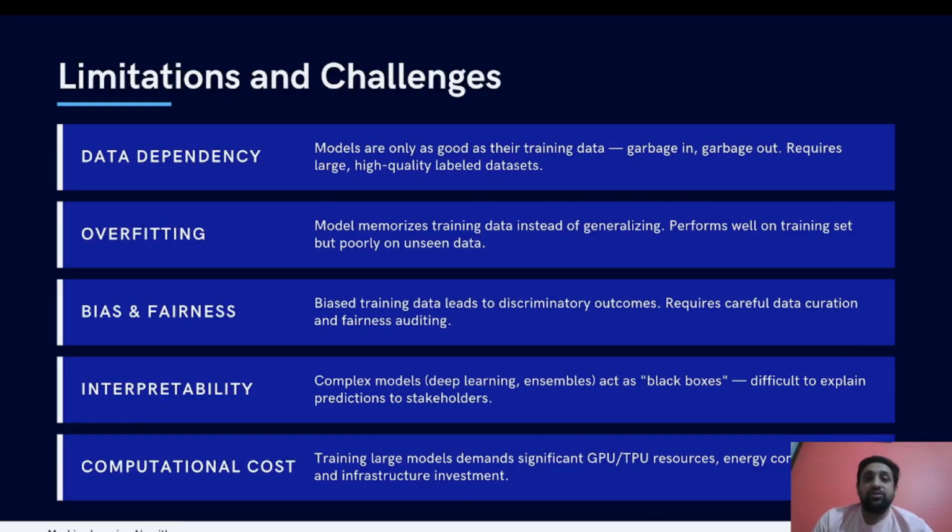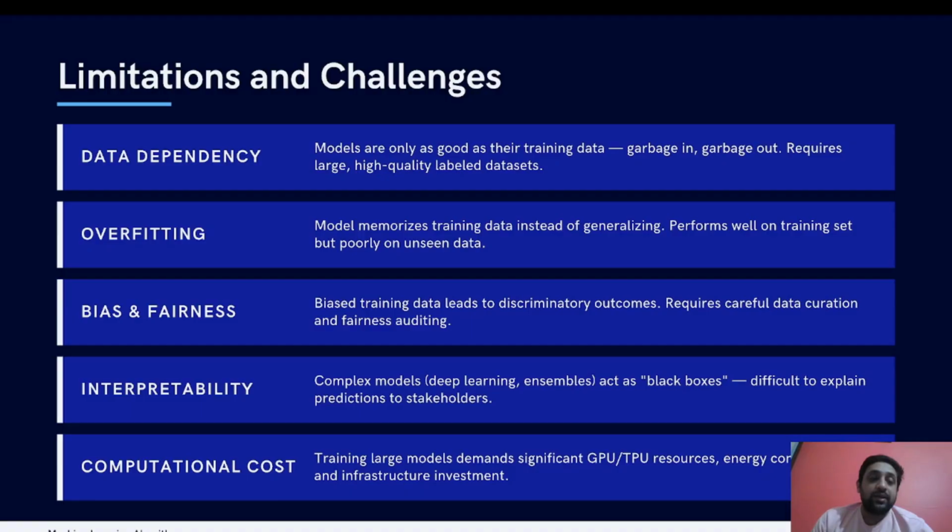Limitations and challenges. Despite its advantages, machine learning also has limitations and challenges. The performance of models heavily depends on the quality and quantity of data, making data collection and preparation critical. Overfitting is a common issue where the model performs well on training data but poorly on new data.